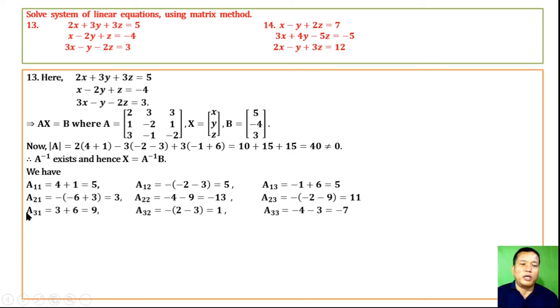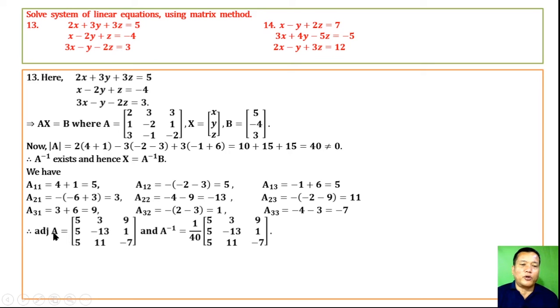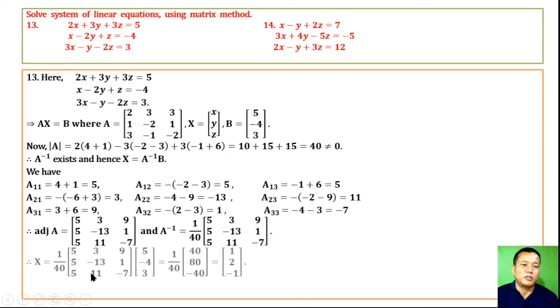For third row, A31, A32, A33 is this. Therefore, adjoint is the transpose of the matrix formed by the cofactors. We get this: first row, first column, second row, second column, third row, third column. And hence A inverse is 1 by the value of determinant of A, that is 1 by 40 times its adjoint. Using the above relation, that is X equal to A inverse into B, we get this.